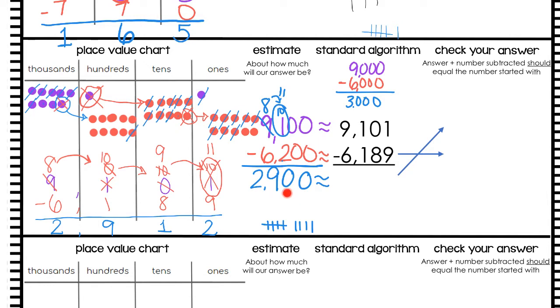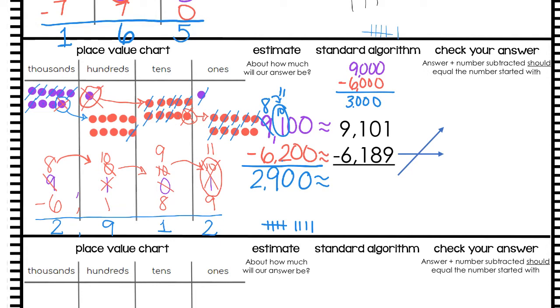2,912 is really close to 2,900. It's not quite as close to 3,000. It's 88 away from 3,000, but it's only 12 away from 2,900, which is why Miss Tuxhorn usually rounds to the hundreds when it's a number in the thousands.